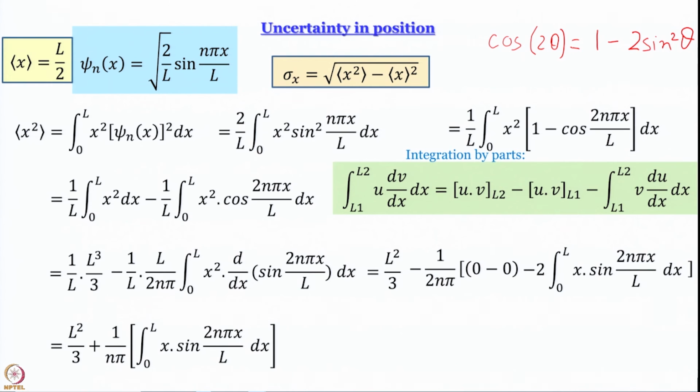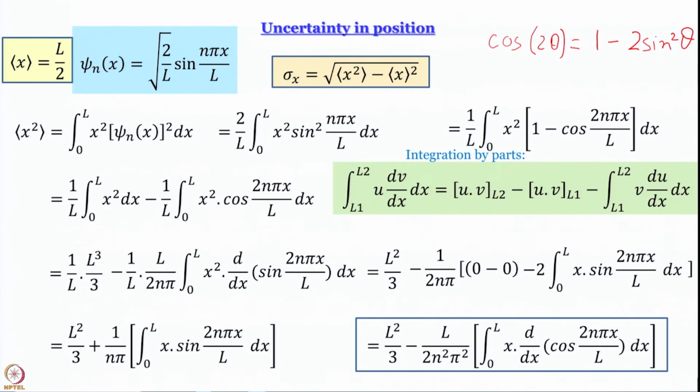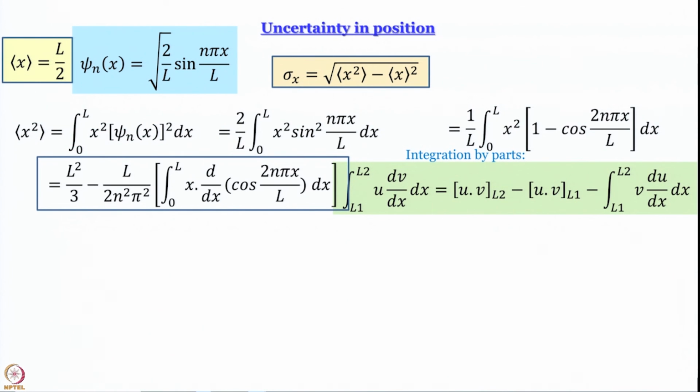Before that we clean it up a little bit and we get L square by 3 plus 1 by n pi integral 0 to L x sine 2n pi x by L dx. And now it is simple because we have done it once already. So, I leave it for you to do it yourself and convince yourself that this is the result we get, okay. We will go to the next one.